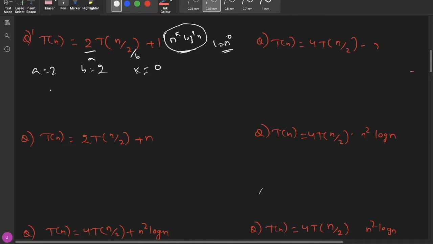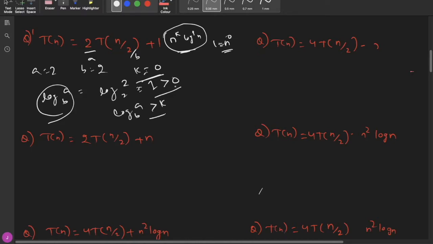I have to find out which case it is lying in. For that I have to calculate log a base b. This is very important. Log a base b is 2 power 1, which is 1. So log a base b is 1. Now I will compare this with k: is 1 greater than k, less than k, or equal to k? Here 1 is greater than k. So the value of log a base b is greater than k. If this case arises, then we say that this is case 1.